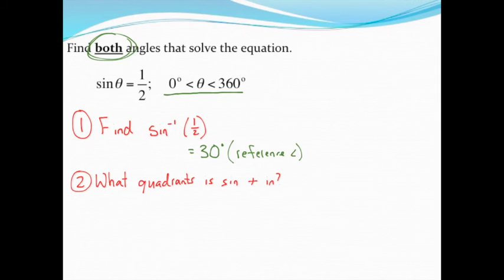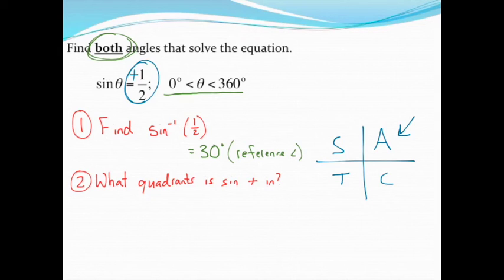Once we know that reference angle, our next question is, what quadrants is sine positive in? The reason I want to know is because my ratio is positive. To answer that question, it comes back to the ASTC chart. The two quadrants where sine is positive are quadrant 1, where all things are positive, and also quadrant 2, where sine is positive.